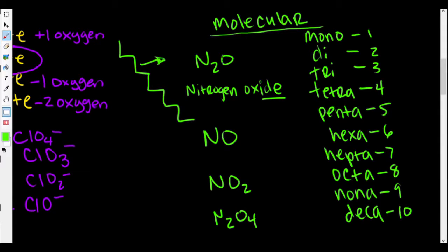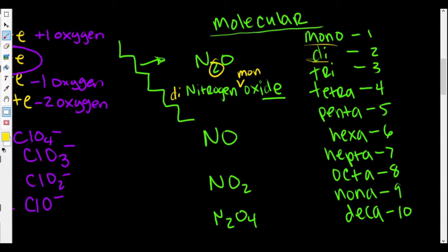So now we'll pay attention to the numbers. On this one, we have 2 nitrogens and only 1 oxygen. So if we have 2, that's going to be di. So dinitrogen monoxide. So mono is 1.